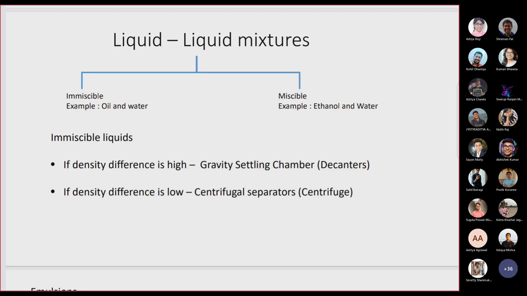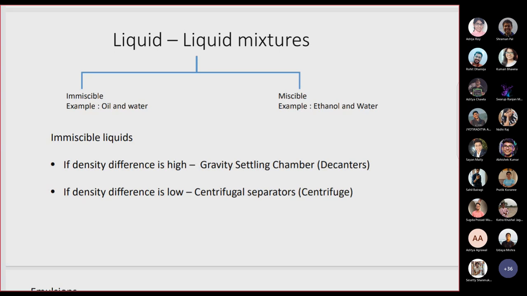Now, first, let us see how to separate immiscible liquids. Immiscible liquid separation is slightly simpler, because if the density difference is high, we can use gravity settling chambers, often called decanters. If the density difference is low, we can use centrifugal separators, that is, a centrifuge, to separate this immiscible liquid-liquid mixture.